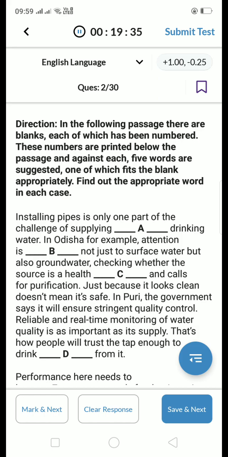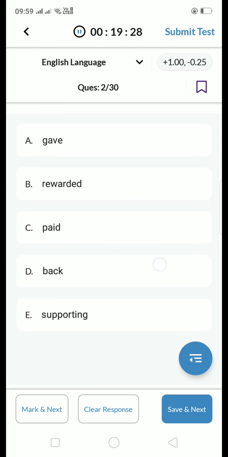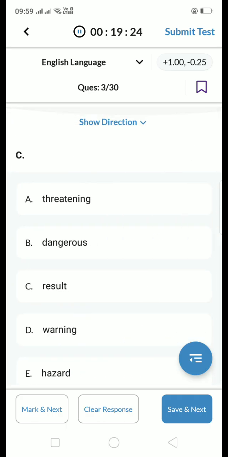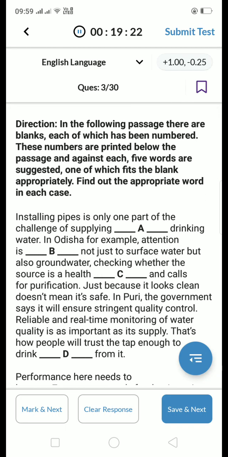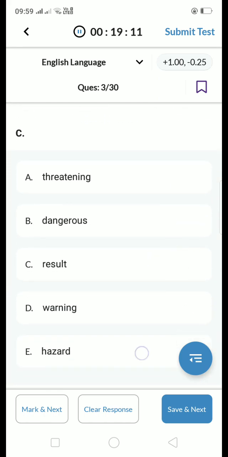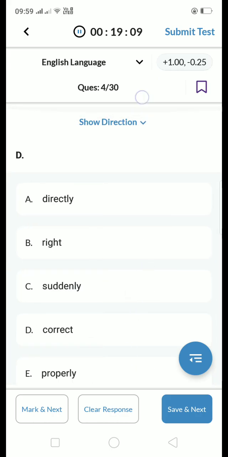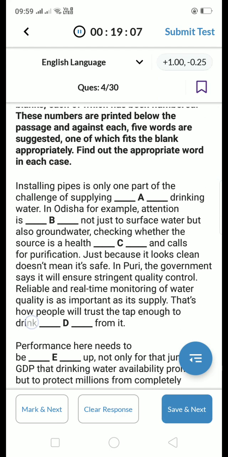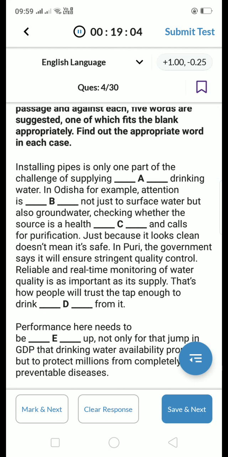In Odisha, for example, attention is dashed not just to surface water but also groundwater. Attention is paid. Attention paid ही करते हैं. C. Water source just surface water but also checking whether the source is a health dash and cause for purification. Is a health hazard. Health hazard. Yes. D. At calls for just because it looks clean doesn't mean it's safe.